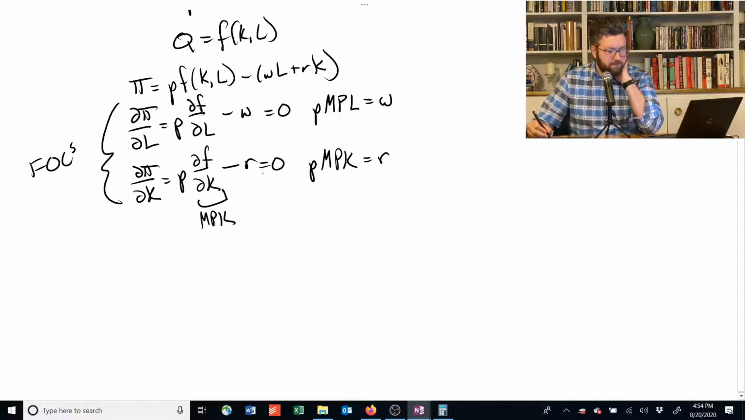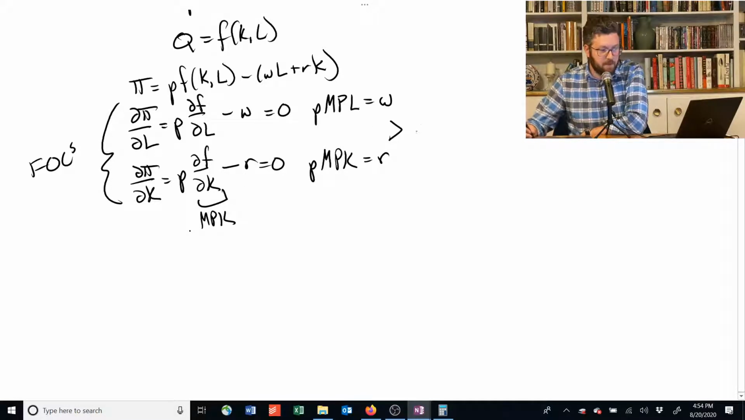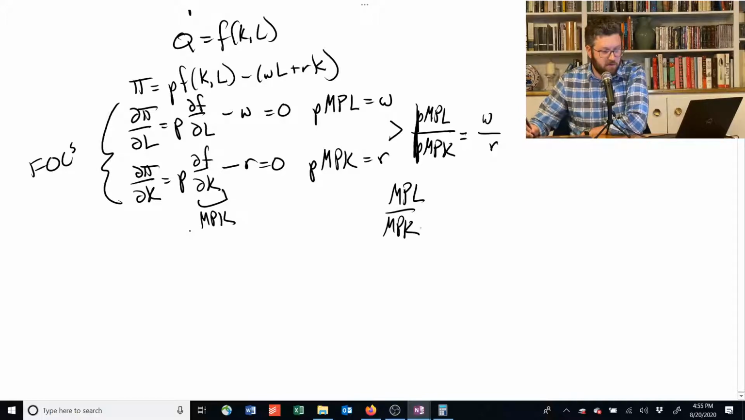One more interesting thing. Let's take these two equations and combine them. So I have price times the marginal product of labor here, and I'm going to divide it by the marginal product of capital over here, times the price. I know that the price times the marginal product of labor is equal to the wage rate, and price times the marginal product of capital is also equal to R, so I'm dividing one equation by the other. What do I get? Well, these cross out. These are gone. And I get the marginal product of labor divided by the marginal product of capital is equal to W over R. Okay?